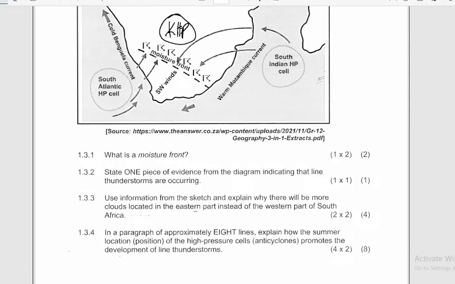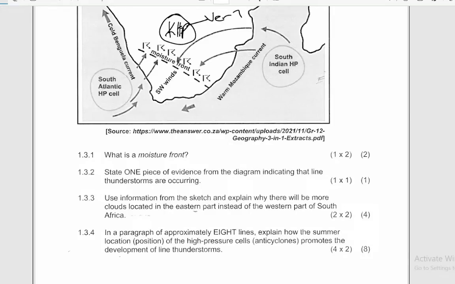So maybe before we answer the question, we need to analyze how these anticyclonic circulations cause traveling disturbances over the interior during the summer season. The Kalahari high pressure cell has got a typical movement direction. The Kalahari high pressure cell, we call its movement a vertical displacement.